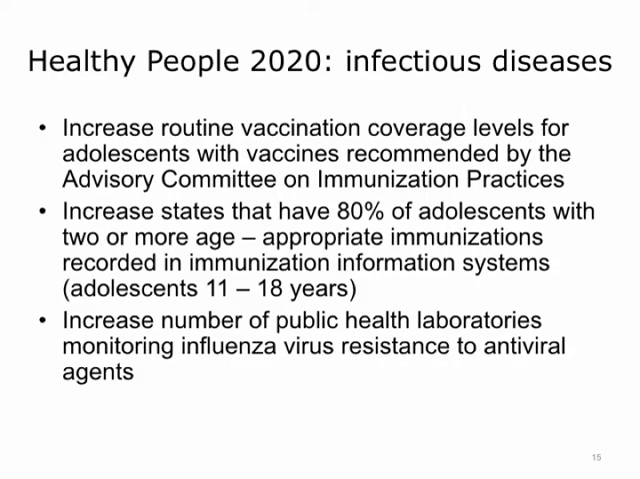Healthy People 2020 has several objectives to address infectious diseases. Increasing routine vaccination coverage levels for adolescents with vaccines recommended by the Advisory Committee on Immunization Practices, for example. Other examples are shown on this slide.